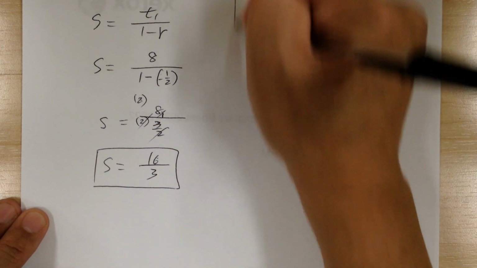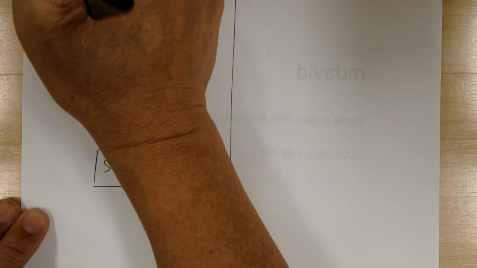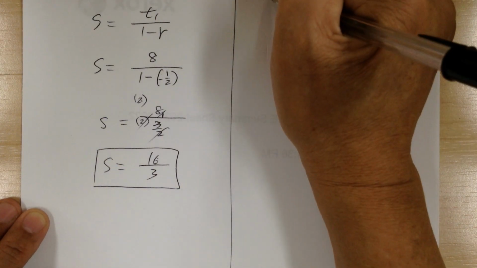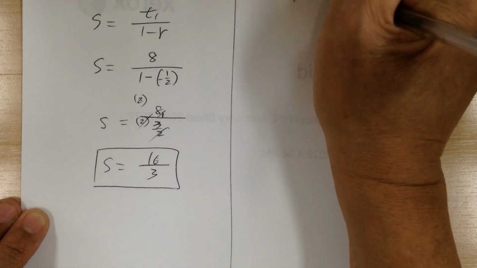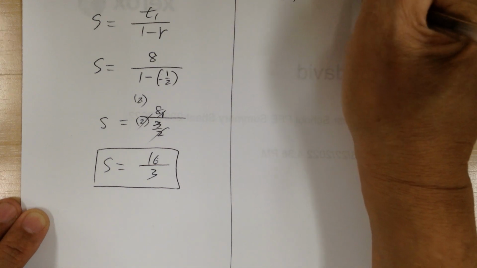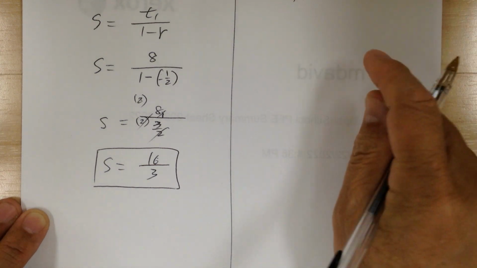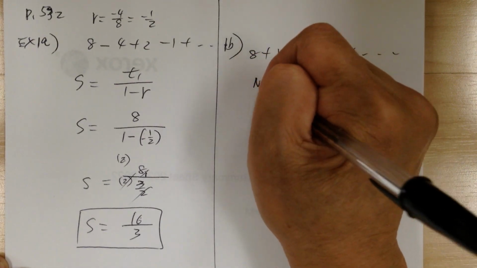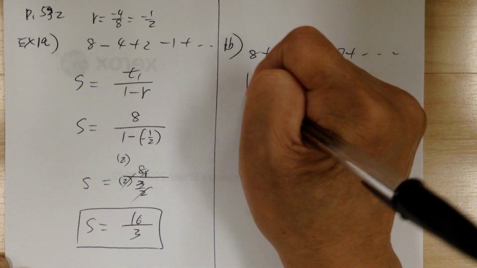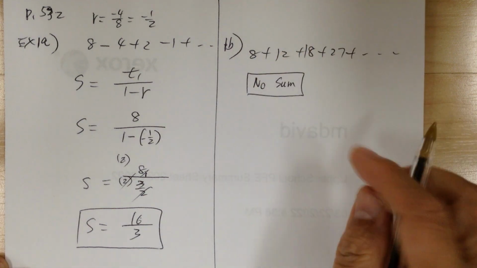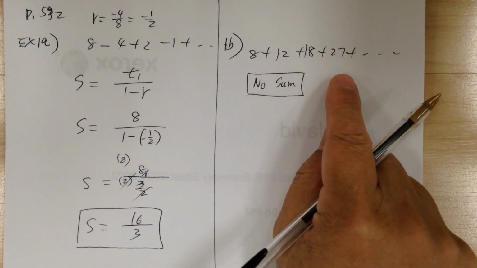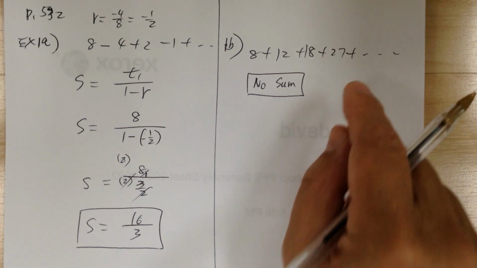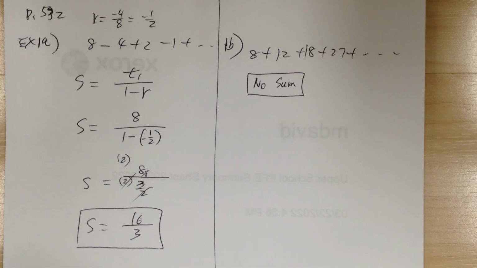Then now let's look at the B. This is example 1A and example 1B. You've got 8 plus 12 plus 18 plus 27 plus dot dot dot. So again, remember, the number is getting bigger, so there will be no sum. Now again, this is only for geometric infinite sum, infinite series.